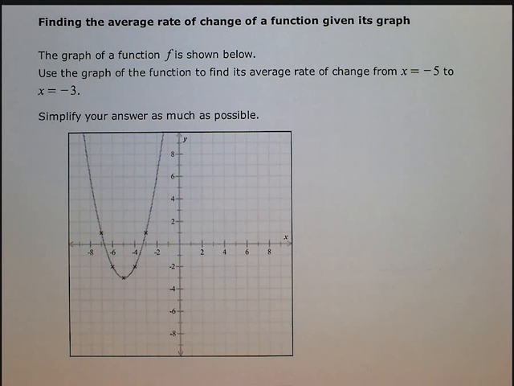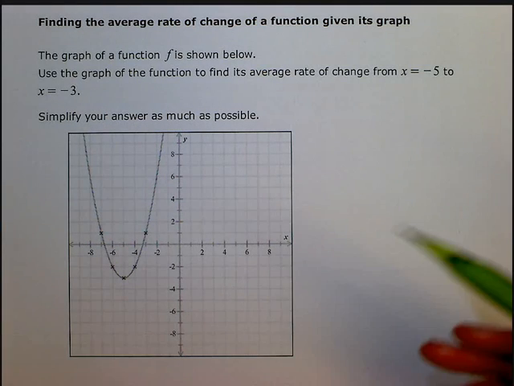Finding the average rate of change of a function given its graph. The graph of a function f is shown below. Use a graph of the function to find its average rate of change from x equals -5 to x equals -3. Simplify your answer as much as possible.